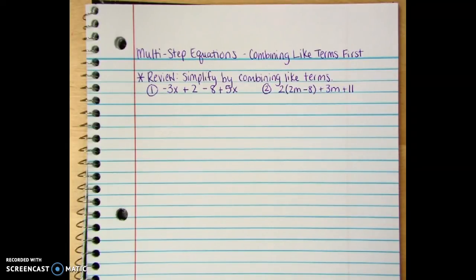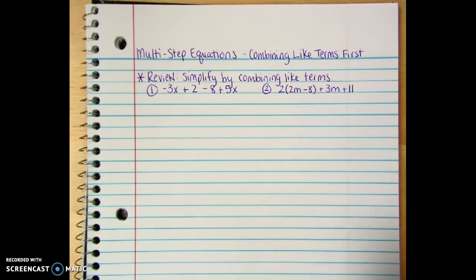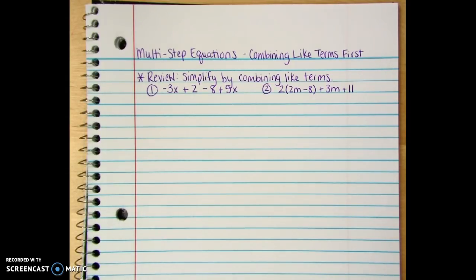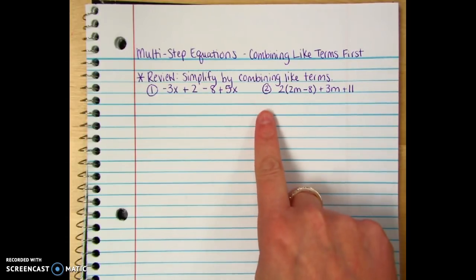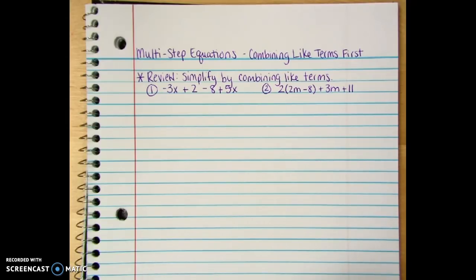These notes are on multi-step equations, and this is part one of multi-step equations, where we will be combining like terms first. So this is when on one side you'll have things to combine before you start moving things across the equal sign. As review, I would like you to pause this. First write down these two problems, and simplify these two expressions by combining like terms.